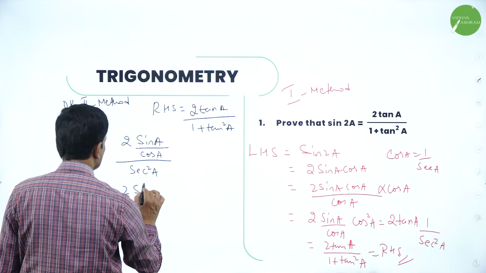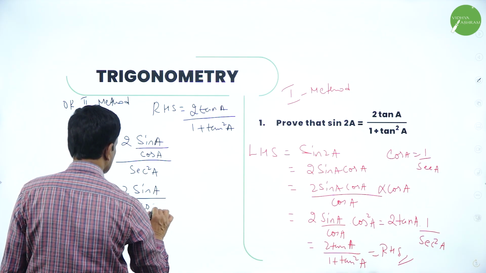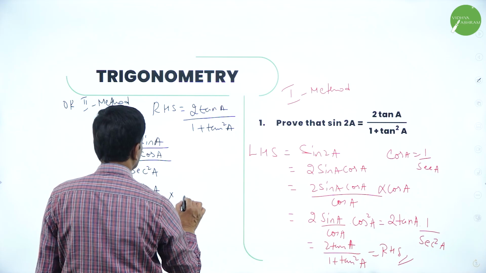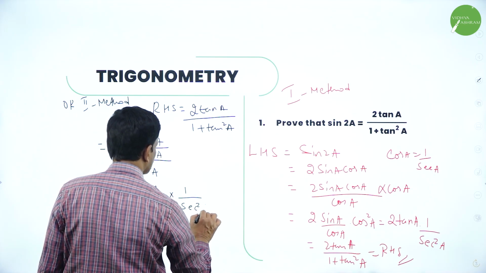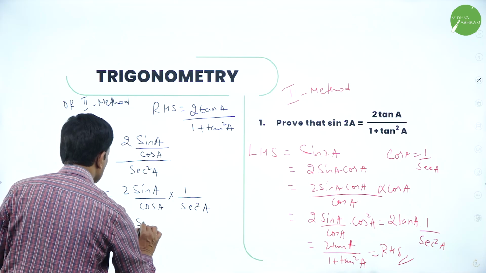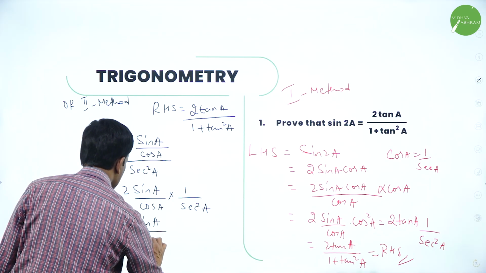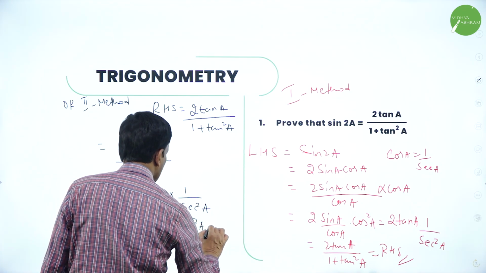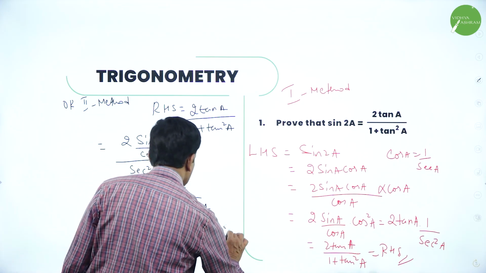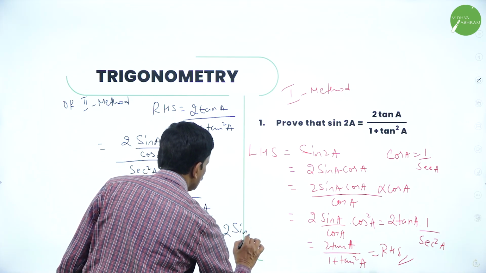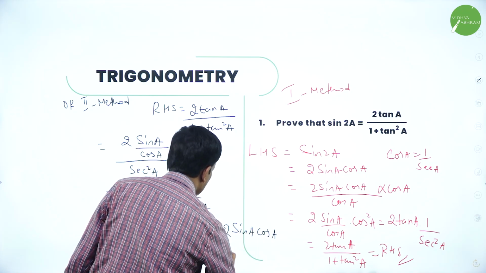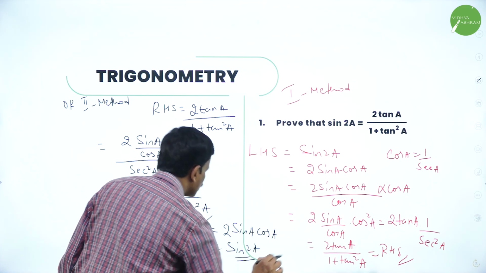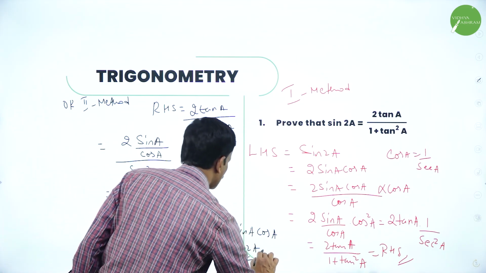So this is 2 sin a divided by cos a into 1 by secant square. Let me write one more step, 1 over secant square a. This is 2 sin a divided by cos a into 1 over secant square, which is nothing but cos square a. Cancel the terms. One cos a and cos a gets cancelled. What is there in the numerator? 2 sin a into cos a. So this is nothing but sin 2a, the multiple angle of a. So this is the required LHS.